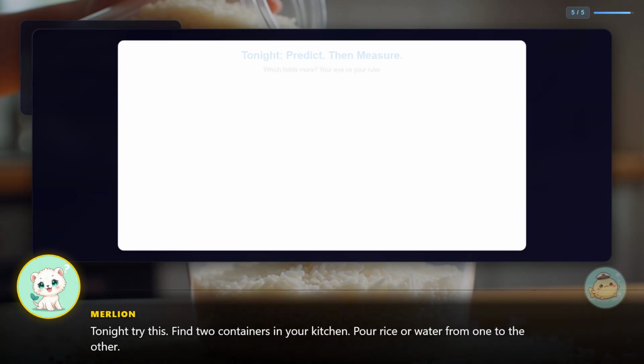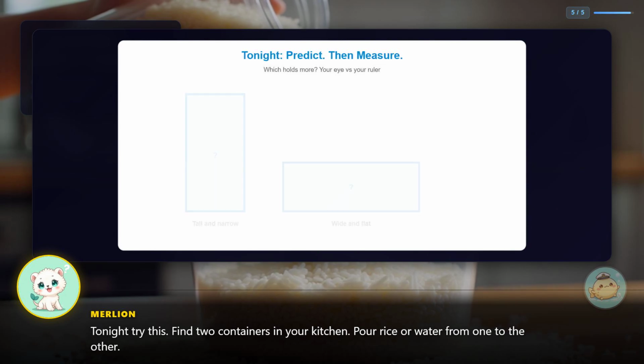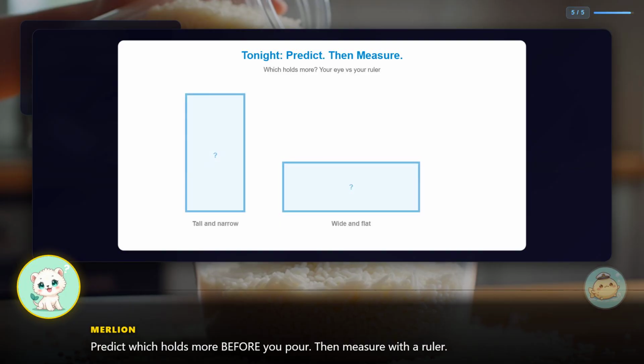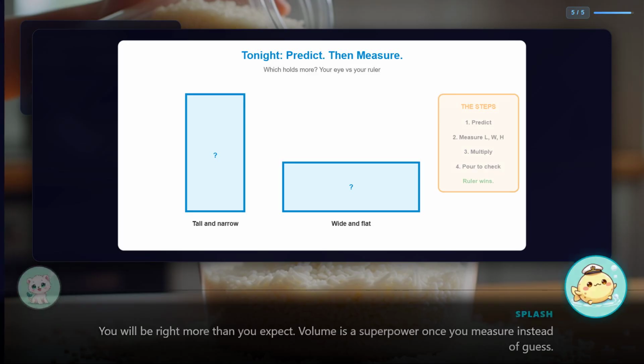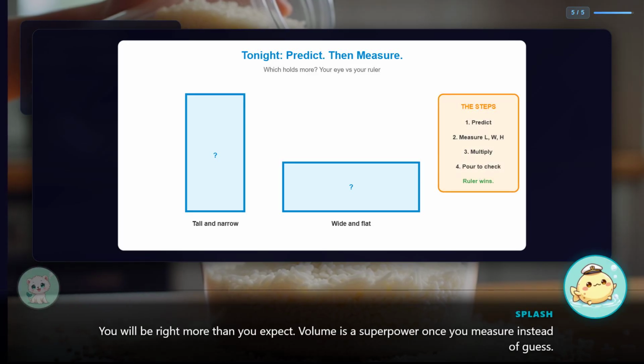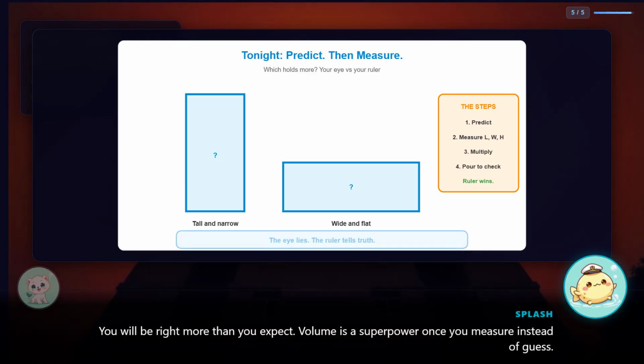Tonight try this. Find 2 containers in your kitchen. Pour rice or water from one to the other. Predict which holds more before you pour. Then measure with a ruler. You will be right more than you expect. Volume is a superpower once you measure instead of guess.